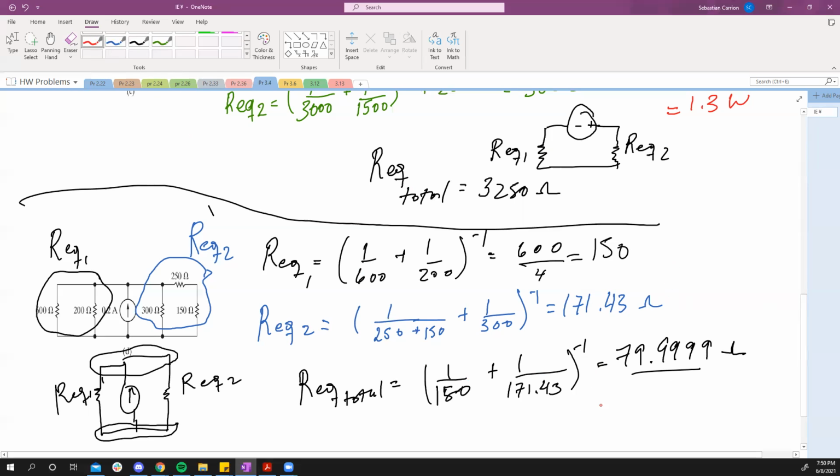Now the power developed here, we have 0.2 amps squared times, I'm going to call this 80. It's going to be 3.2 watts. All right.